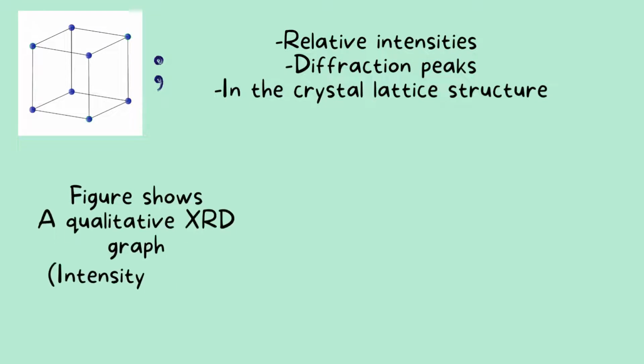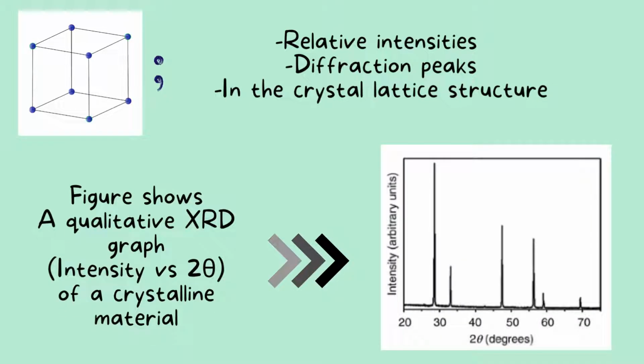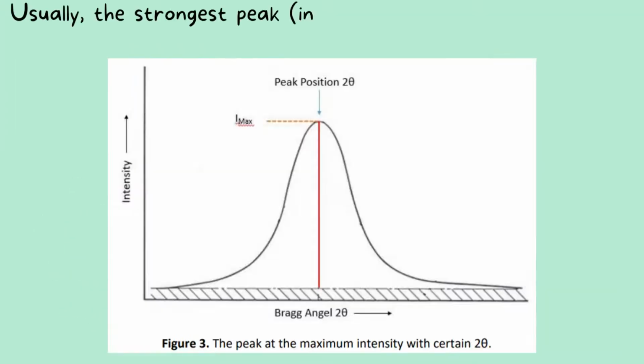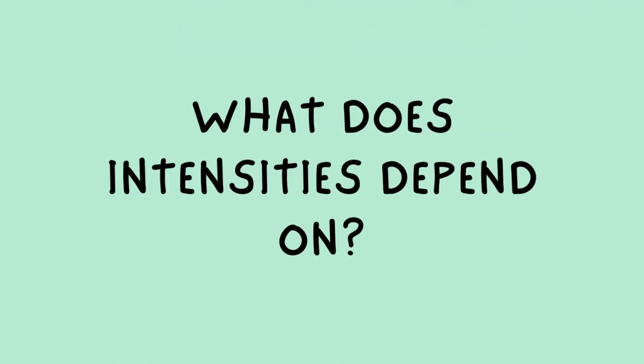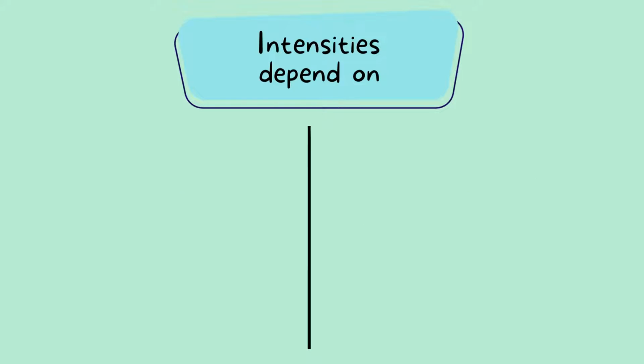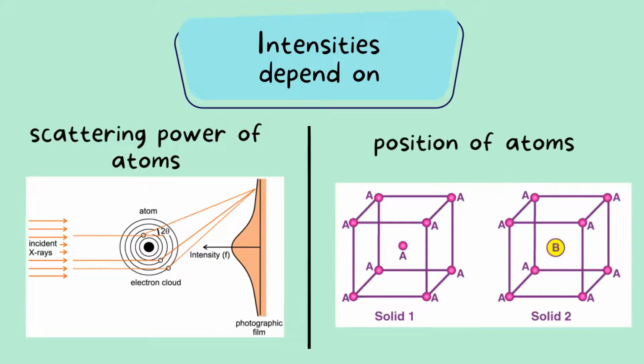The graph shows a qualitative XRD graph of a crystalline material. Usually the strongest peak is set an intensity of 100. What do intensities depend on? Intensities depend on scattering power of atoms and position of atoms.